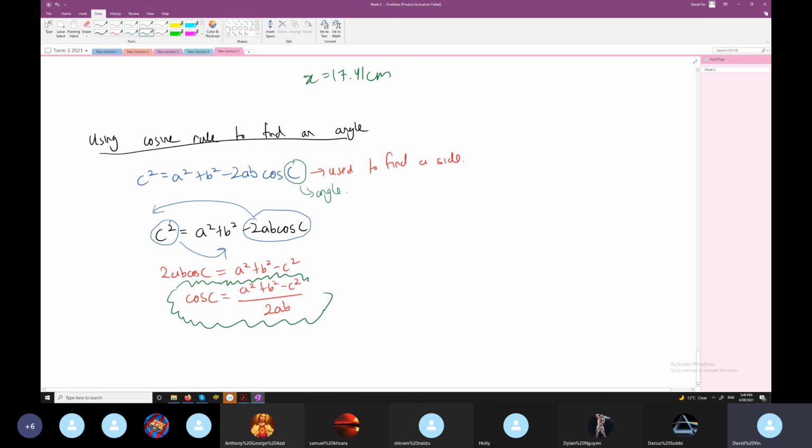Same restrictions apply: you can't just choose A and B randomly. A and B have to be the two sides that make the angle.